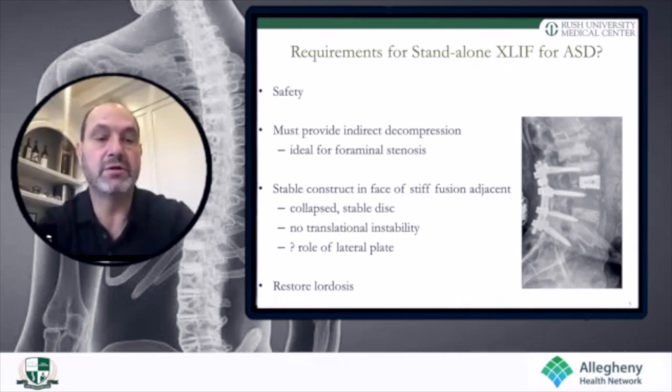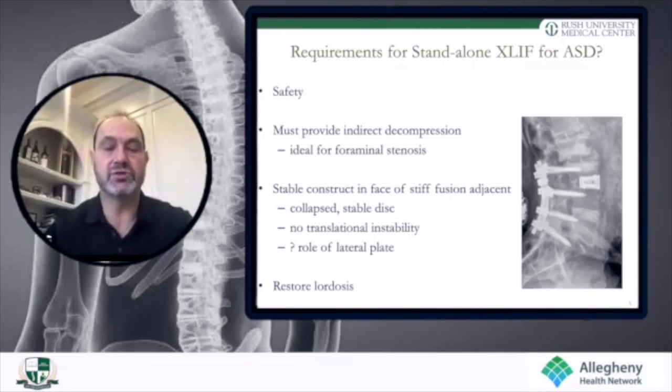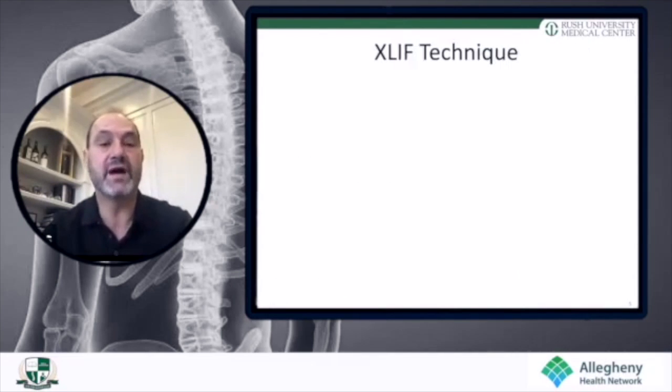You need a stable construct in the face of a stiff adjacent level fusion. So typically this requires a collapsed stable disc. There should not be translational instability or significant translational instability. And at times a lateral plate can be helpful and still avoid the need for a posterior approach. And at the same time, the surgical construct must be able to restore lordosis. So I think if we can meet all those criteria, this becomes a viable option.